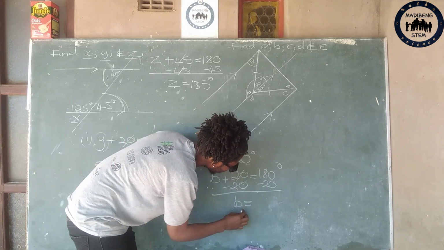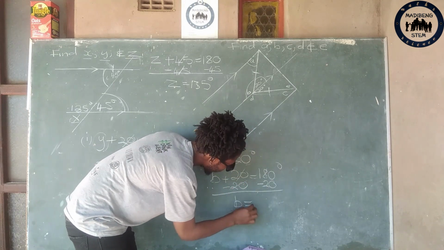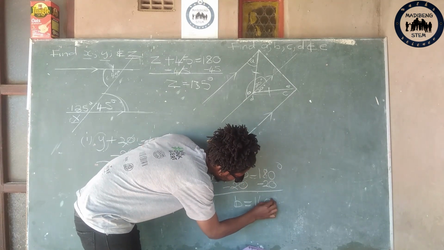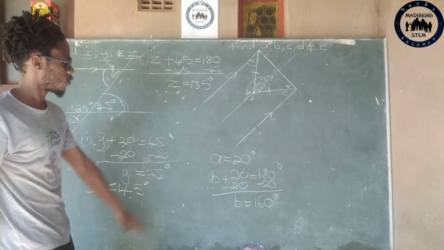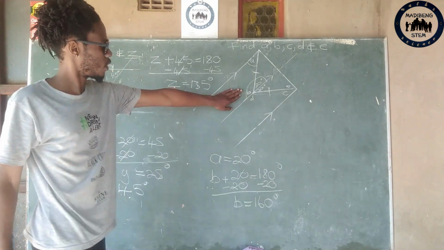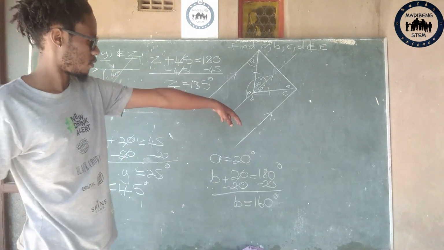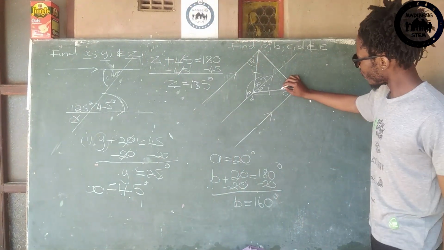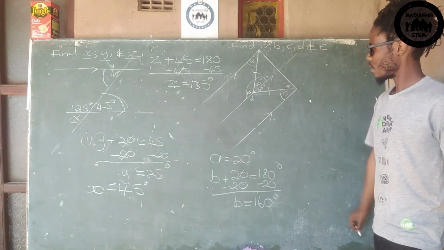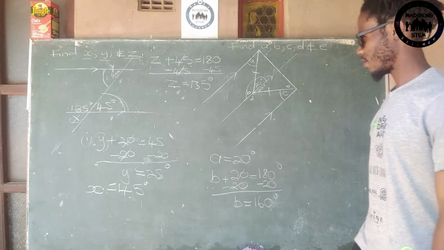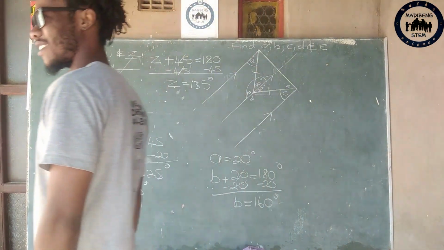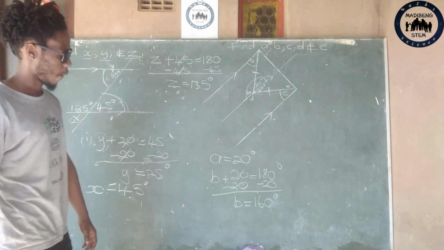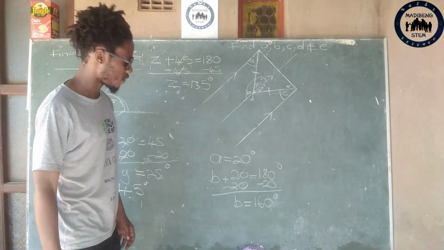Now 20 becomes, this equals to 160 degrees. So now we have B. Now we want C. Here is C. What is C? Simple, guys. Simple stuff. Once you see them, you will never unsee them.